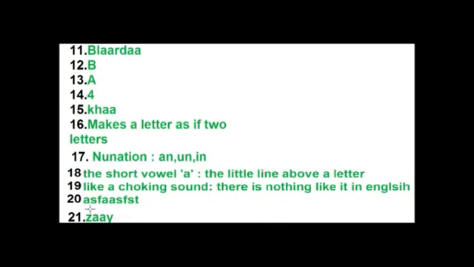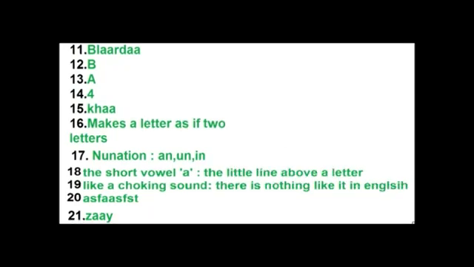Number 20, Asfastest. Obviously, we said the words we're practicing with aren't real words. The answer would have been A-S-F-A-A-S-F-S-T. It was asking you to read a fake word, and this would have been the answer. Number 21, Za. The answer was Za. We'll go on to the next set.